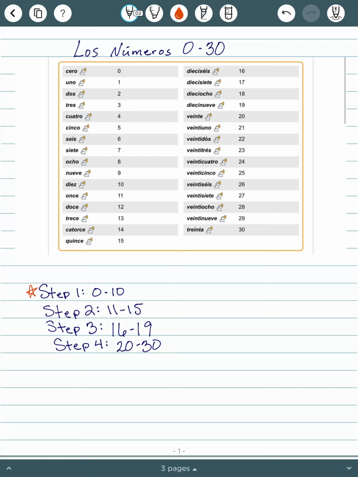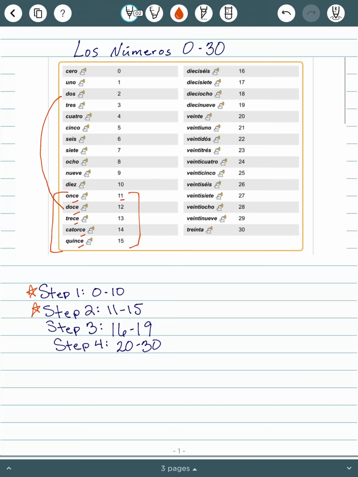Now step number 2, that is 11 through 15. And this is where we actually start seeing a pattern. 11, 12, 13, 14, 15. So they all end in ce, and that's your hint that it's that group of numbers there. And these are mostly easy to recognize. So 11 looks like uno, so it makes sense that it would have a 1 in it. 12, if you already know your single digit numbers, then you know dos is 2, and dos and doce are very similar.